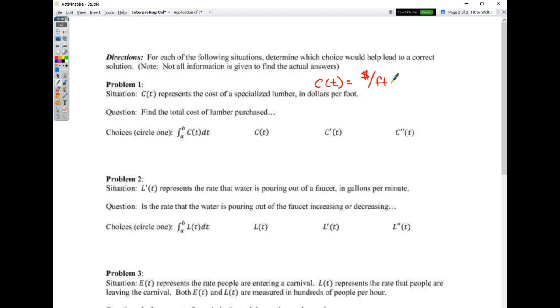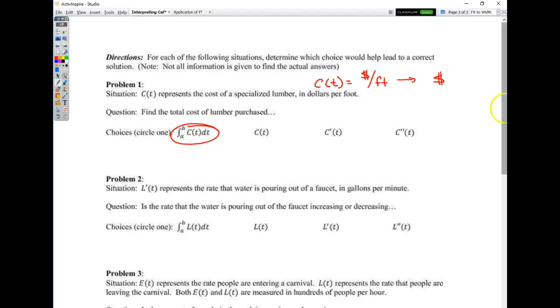There's a whole bunch of math that goes into it. It might be this massive word problem, but at the very end, I want to find the total cost of the lumber purchased. So I have to ask myself, what do I want to do? I want to go from dollars per foot, and I want to be able to get to just the dollars. I'm doing a unit analysis. At this point, I need to ask myself, did I integrate or did I take a derivative? And because I got rid of the feet, I'm multiplying a unit in, I can see that I integrated. Therefore, we would take the integral from a to b of C of t dt to get a final answer.